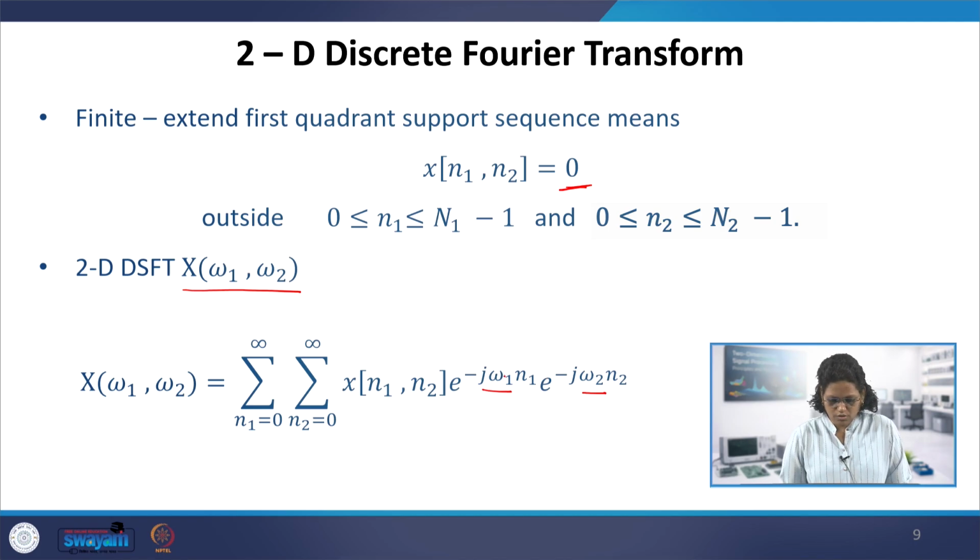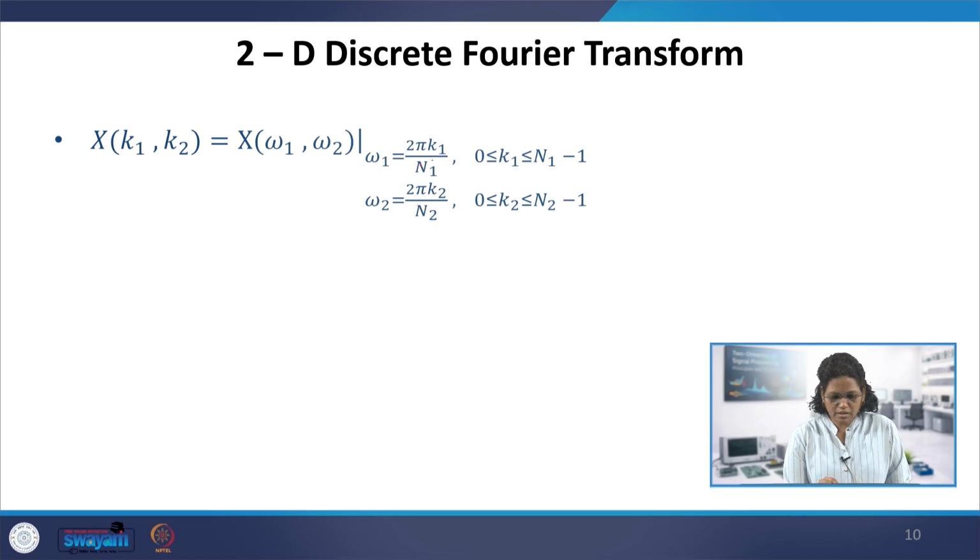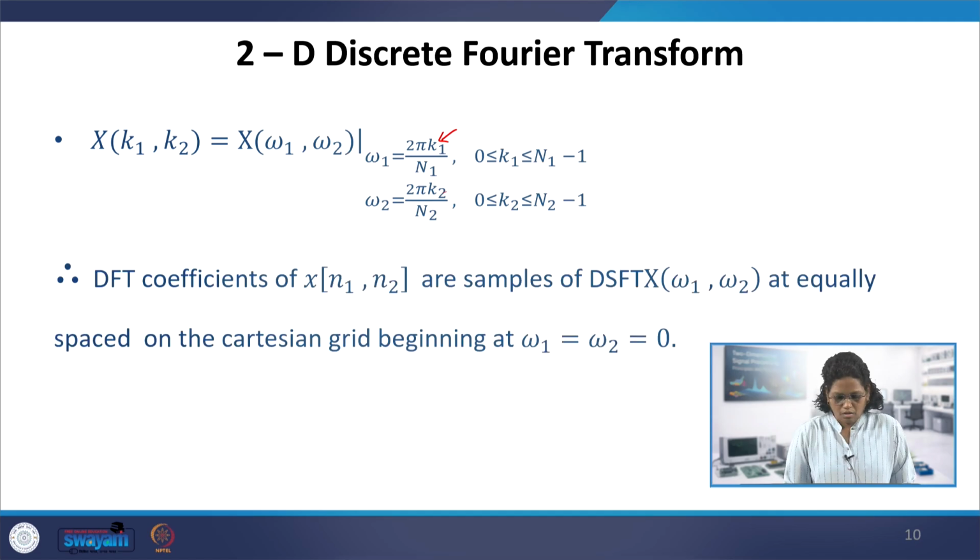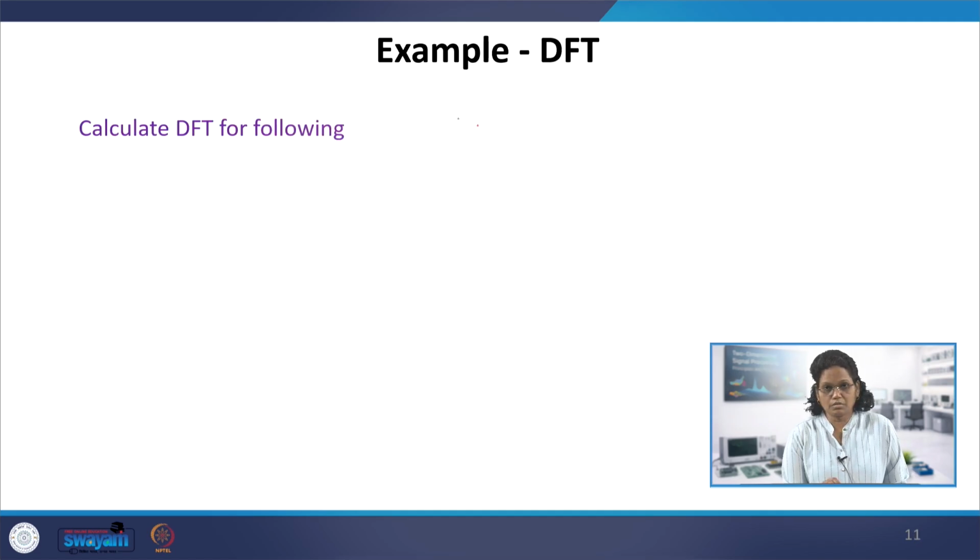So now if this omega 1 is replaced with 2 pi k1 by N, and omega 2 with 2 pi k2 by N, so it is sampled. When you sample this omega for various values of k1, you get nothing but the DFT. So the DFT is a sampled version of the DTFT, or the DSFT in case of 2D. So we have seen that samples. Now how do we compute this DFT?